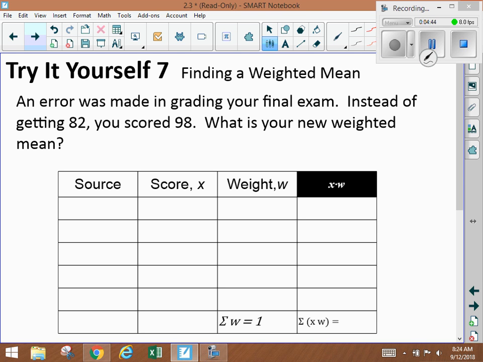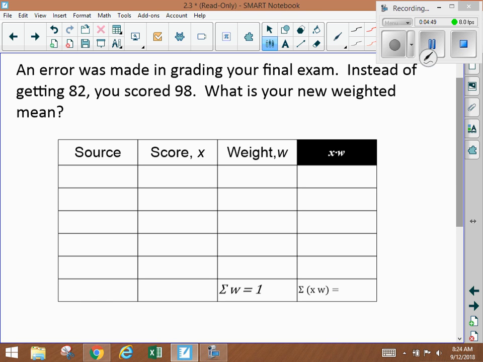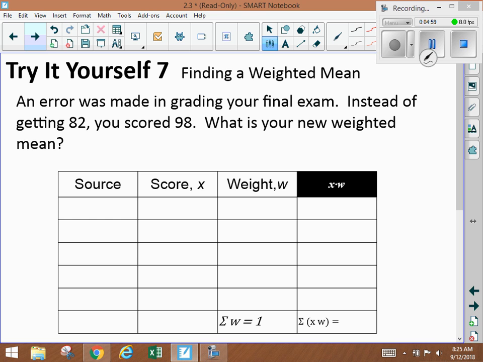We're going to have to copy over some of this stuff. So we're going to have to go back. It was test mean, midterm, final, computer, homework.